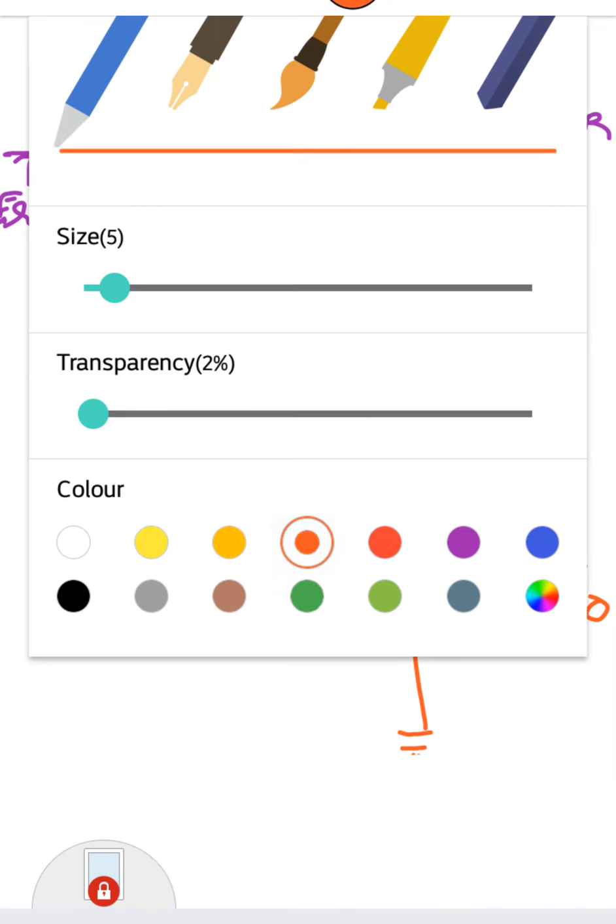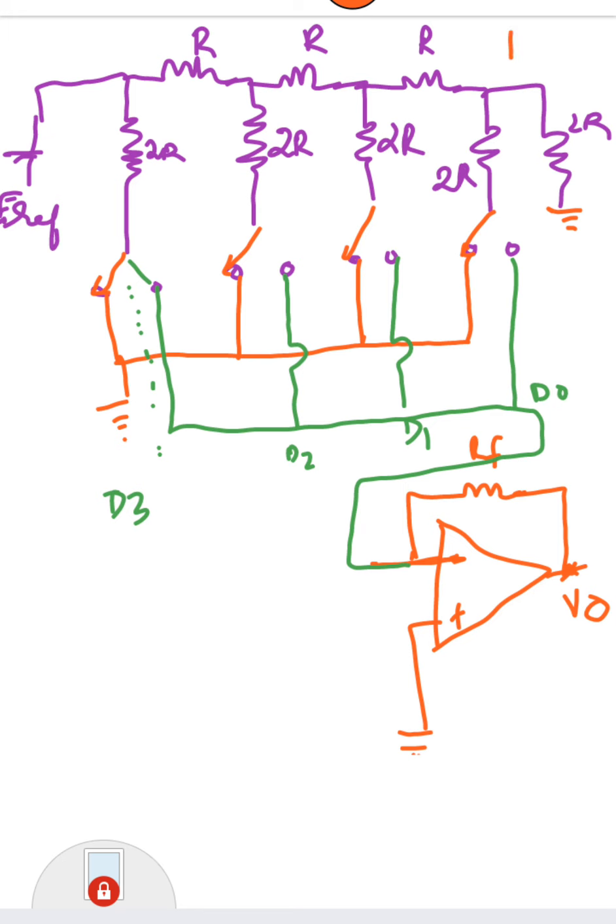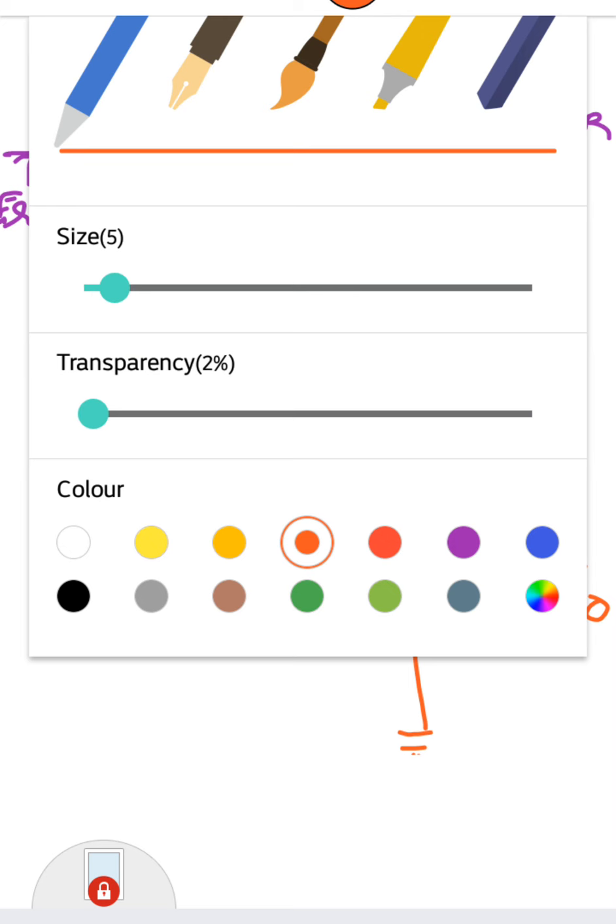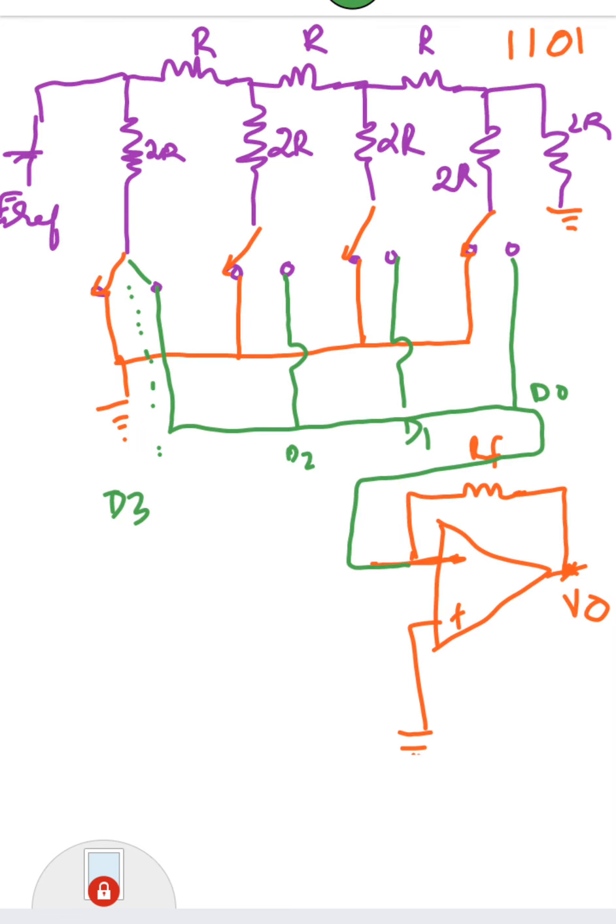I have taken a 4-bit number 1101. I want to find out what its equivalent analog value is. So first let me draw the current flowing through this circuit. This is grounded, this is E reference and this is 2R. So the current flowing through this branch will definitely be E divided by 2R.